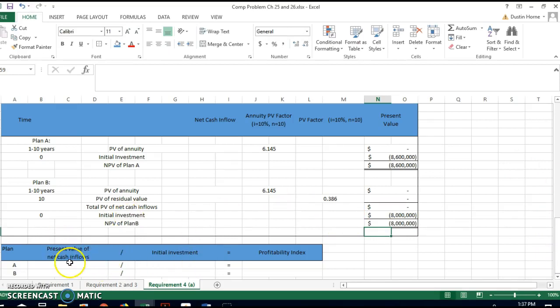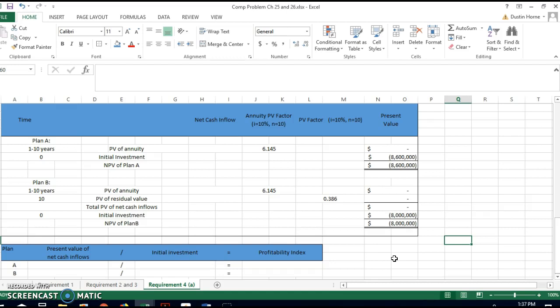Once you get the present value of net cash inflows, these numbers here, once you calculate those, okay, I see it's already done for you. You're going to put those numbers right here. You're going to divide by your initial investment. Remember, your initial investment was given to you: $8,600,000 for A and $8 million for B. And then you're going to get a profitability index. And you need to look at those profitability indexes. That's on page 1482. I know I'm going fast. I don't want to run out of time for this.